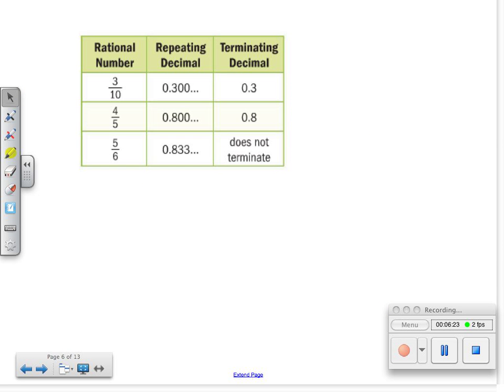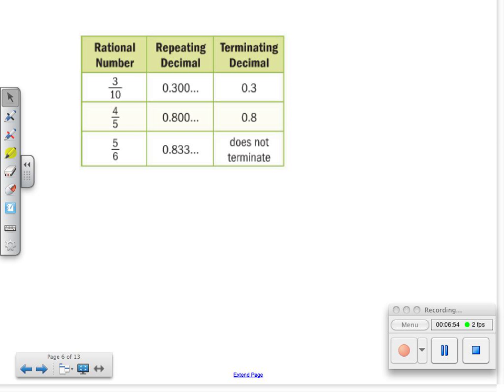Here's a little chart that shows you some examples of rational numbers. 3/10. A repeating decimal would be 0.300, and the terminating decimal form of that would be 0.3. 4/5 is the same as 0.8 as a terminating decimal. You could repeat it and add all the zeros on that you want. 5/6, however, can be written as a repeating decimal, 0.8333.